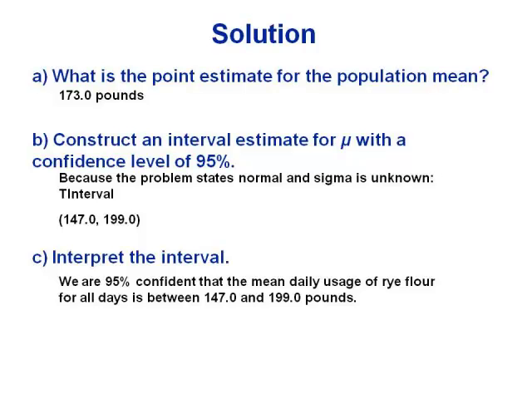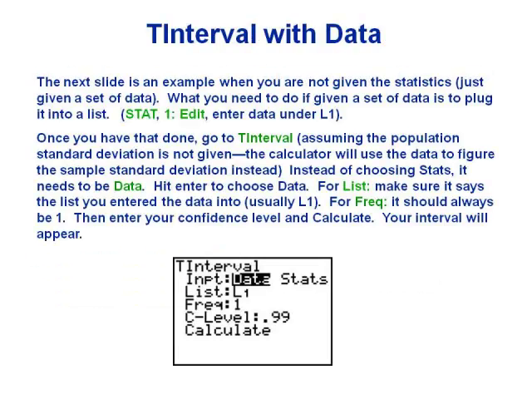So go to stat tests, put the information into t-interval, and we come up with 147.0 and 199.0. And you do need the .0s on there because the information in the problem was given with 1 decimal place, which means the original data must have been whole numbers, so the rounding needs to go to that 1 decimal place even though they came out even. So we are 95% confident that the mean daily usage of rye flour for all days is between 147.0 and 199.0 pounds.